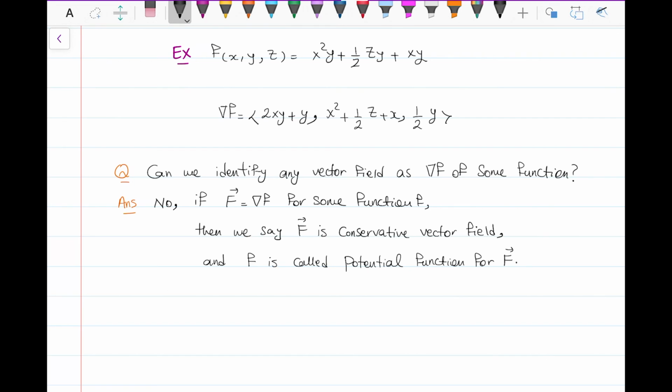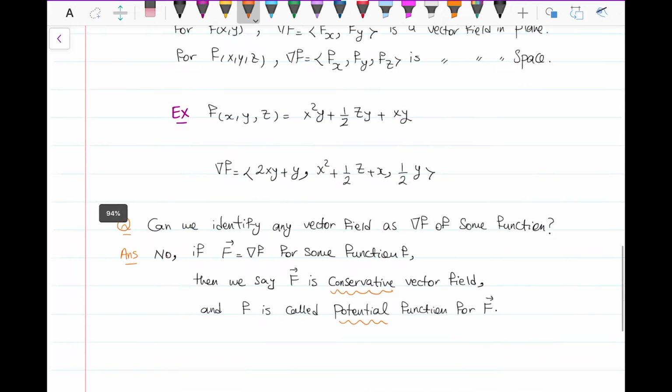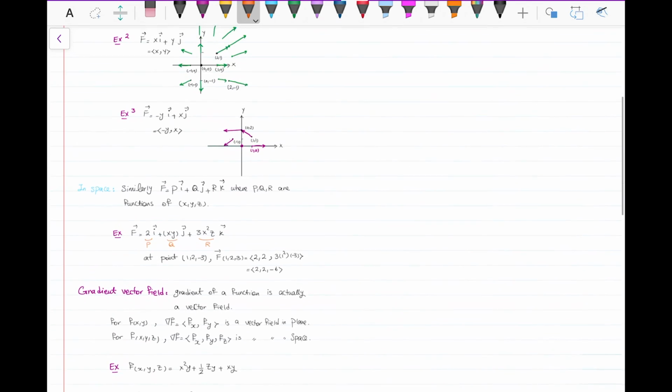Okay, in the next video, we're going to talk more about conservative vector fields, but this is basically an introduction to conservative vector fields and vector fields.